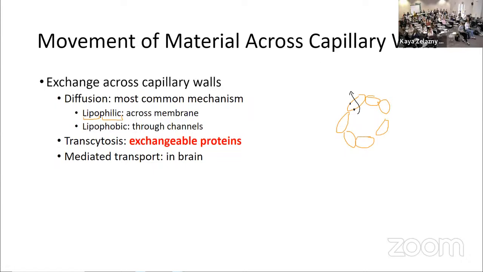We also have other ways that stuff can cross in specific situations. Transcytosis is when something goes across by having bits of the membrane pinch off and release pockets of stuff. Think about how we release neurotransmitters in synapses. That's kind of what we're thinking about with transcytosis. So some proteins cross in that manner. And in the brain, we have mediated transport, so it's going to be controlled by things like our glial cells.